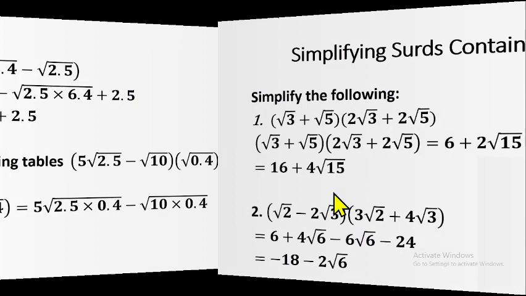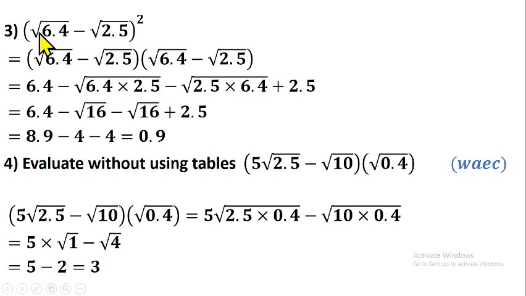Let's check another one on opening brackets. Open bracket surd 6.4 minus surd 2.5, everything squared. Now, based on this, you should know that this one is talking about everything in the bracket in two places because of this square here. So this bracket in two places, that's what it means. Then based on our multiplication of brackets, we can multiply one after the other. This surd 6.4 will multiply this bracket, minus surd 2.5 also multiplies this second bracket as well.